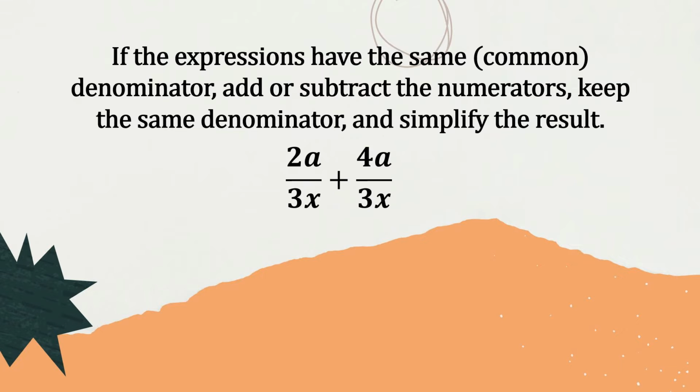For example, we have 2a over 3x plus 4a over 3x. We just keep the denominator since they are the same, and then we add the numerators. So, 2a plus 4a will be equal to 6a over 3x. Then, we will simplify, wherein 6 divided by 3 is equal to 2. So, our answer will be 2a over x.